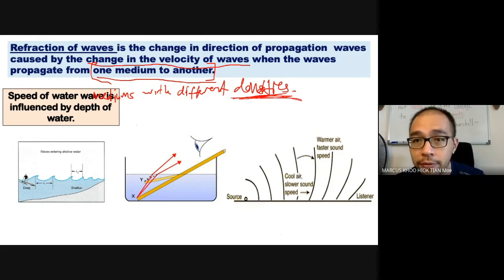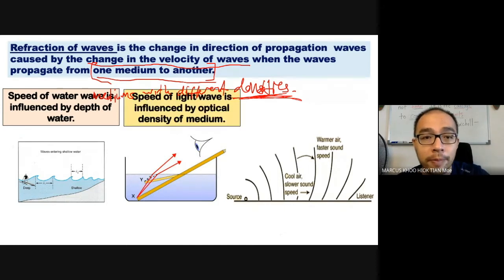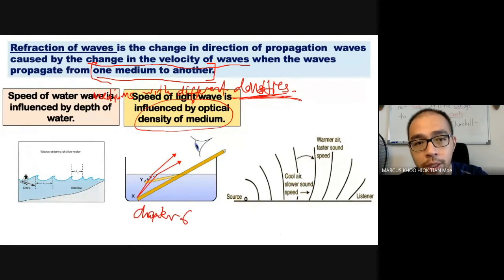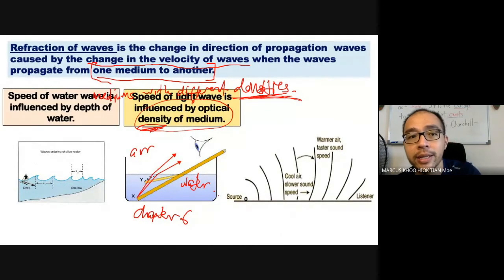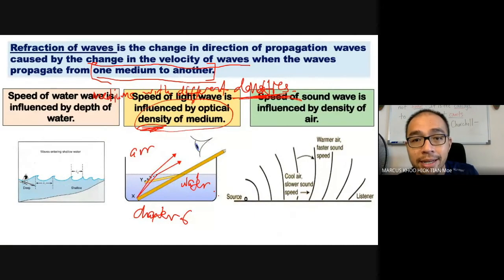For light wave, it will be the optical density of the medium. And this one we will talk about in chapter 6, not now. But I just want you to know that light will travel from water into air. This is air, and this is water. So look, when light travels from air to water or from water to air, the optical density is different. Again, the word density. Now if it is sound wave, then the speed of wave is influenced by the density of the air.